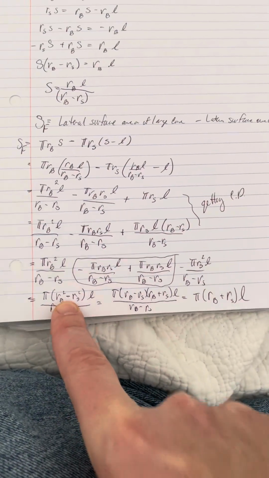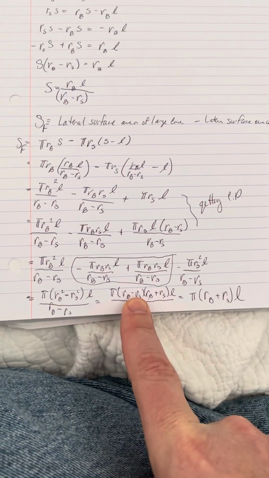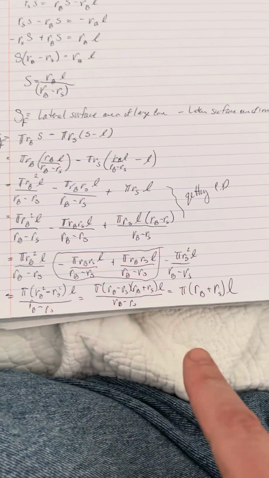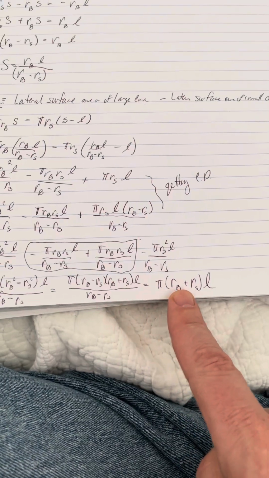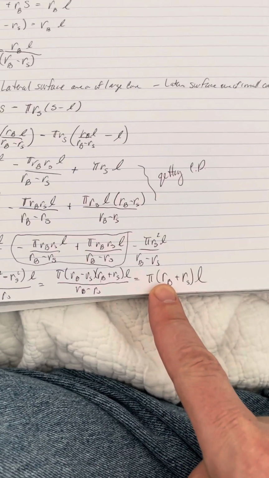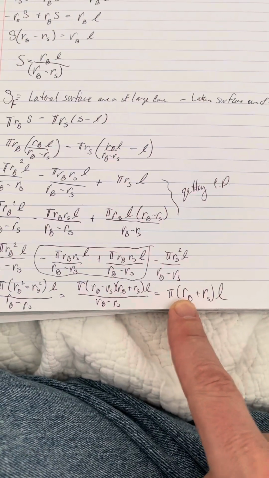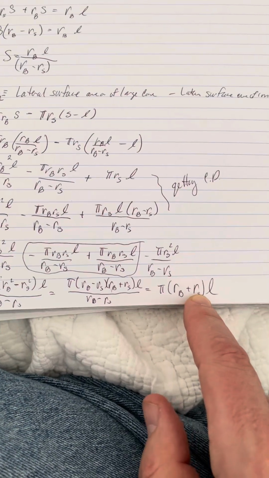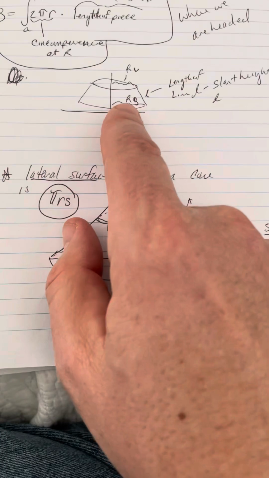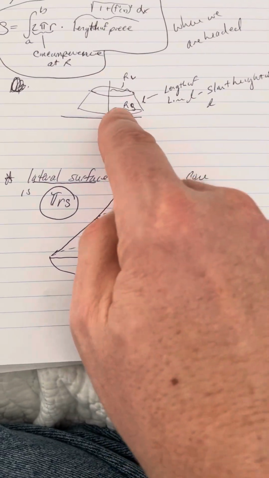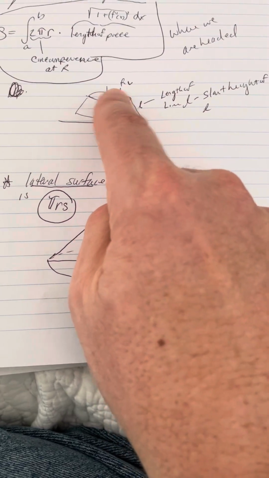This is a difference of squares, so we can factor it. And you'll notice that RB minus RS cancels. And we're left with pi times RB plus RS times L. Now, RB is the radius of the base, and RS is the radius of the smaller of the two cones. Let me go back for a second, just point that out. So this piece is the RB, this piece is the RS, and if we're looking up here, here's our RB and here's our RS.